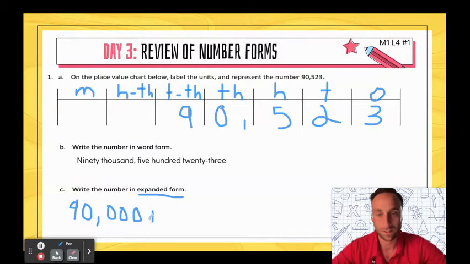Get my addition sign going. I also know that when I have a 0 in any place, I do not have to represent that in expanded form. So I've shown my 9 10,000s. I can skip over the thousands because 0 has a value of nothing, right? A value is 0. So I can go right to the hundreds place. If I have a 5 in the hundreds place, I know that value is 500.